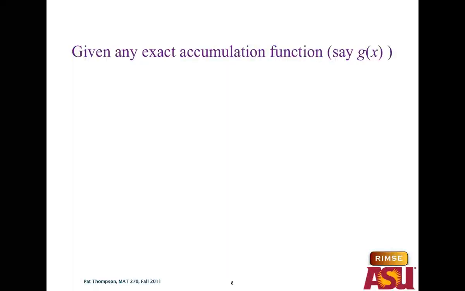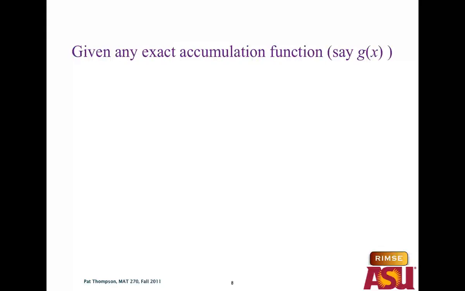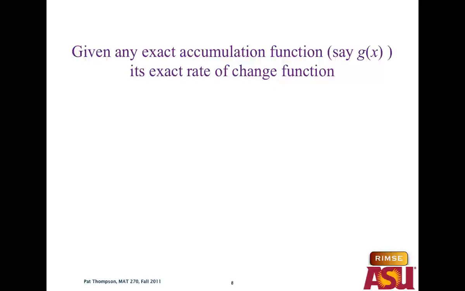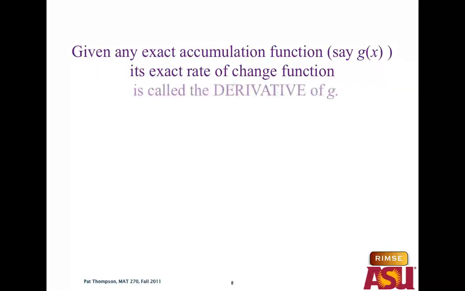Okay, so just a summary here and a new term. Given any exact accumulation function, that's where we started, right? Its exact rate of change function is called the derivative. So if we start with an accumulation function, say g, then the exact rate of change function is called the derivative of g.